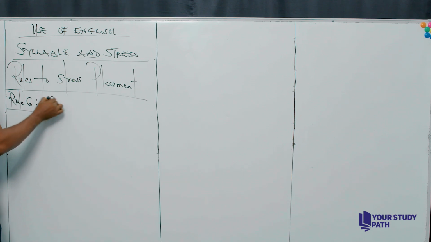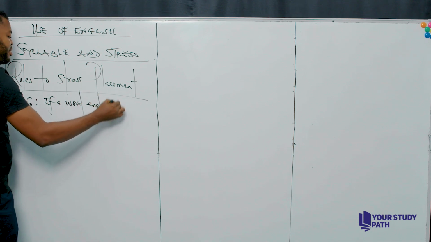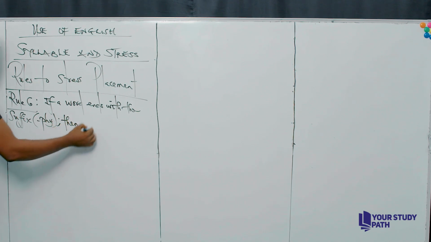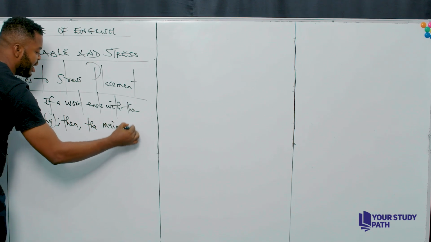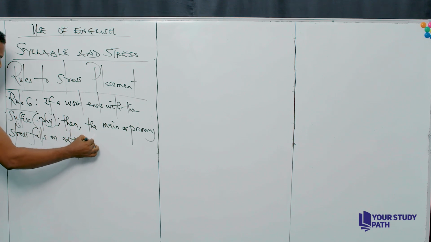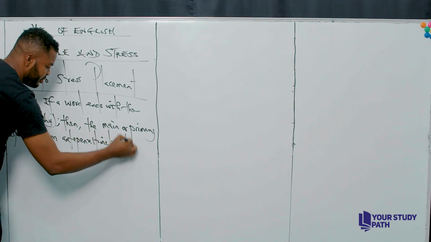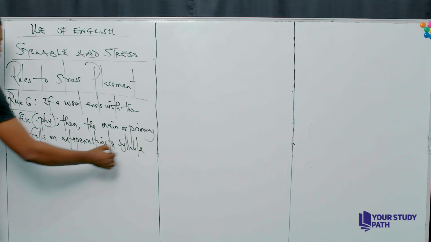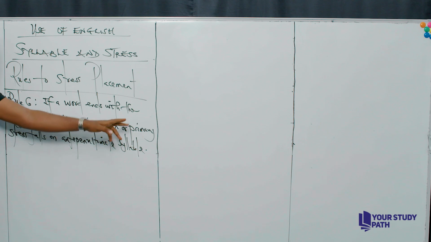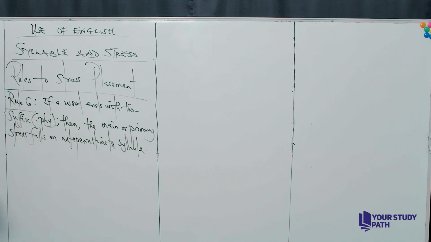For rule six, we have: if a word ends with the suffix, what's the suffix? P-H-Y. The suffix is P-H-Y. Then the main or primary stress falls on the antepenultimate syllable. Okay, so now class, here is the rule. If the word ends with the suffix PHY, then the main or primary stress falls on the antepenultimate syllable, that's the third to the last syllable.